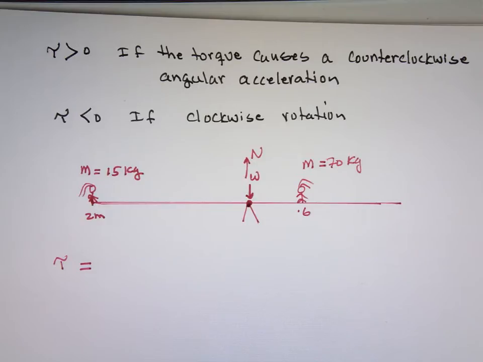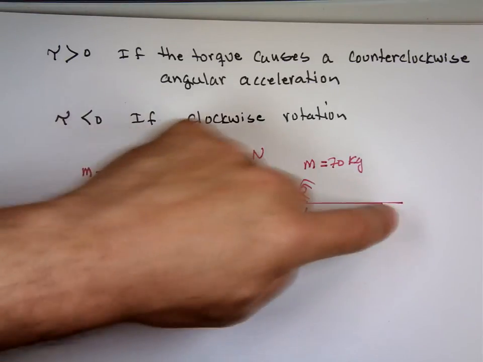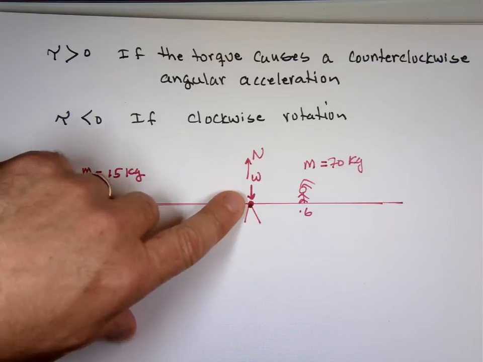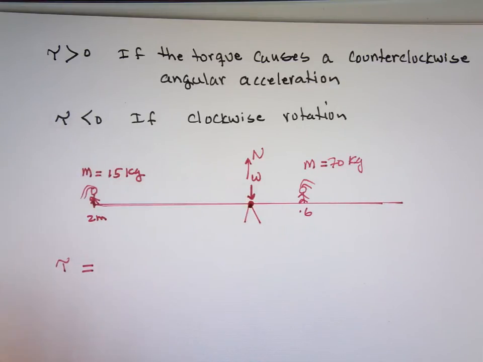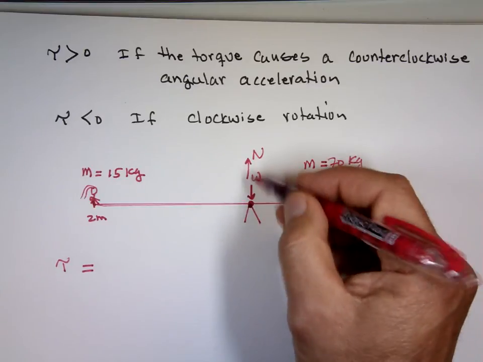If you think about it, this is perpendicular to the beam, but what is the distance from the weight to the pivot point? It's zero. It's going through that piece. So these two have no torque. They do not create any torque. They don't make the beam spin.